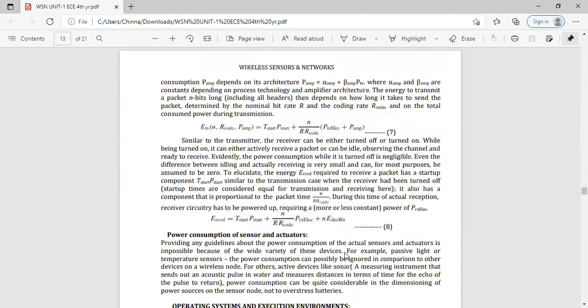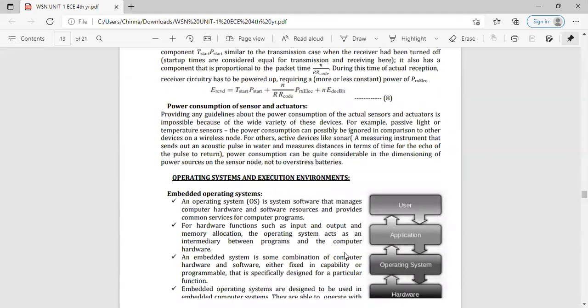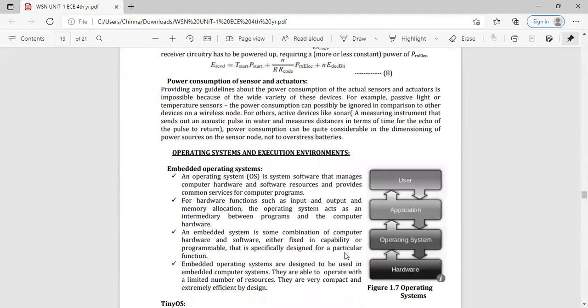Okay, these are the equations related to how much power will be consumed by the transmission and how much power will be consumed by the receiver. One is the transmitting equation and the second one is the receiving equation. So, coming to the power consumption of the sensor and accumulator.